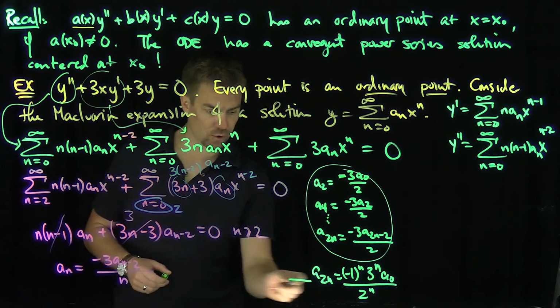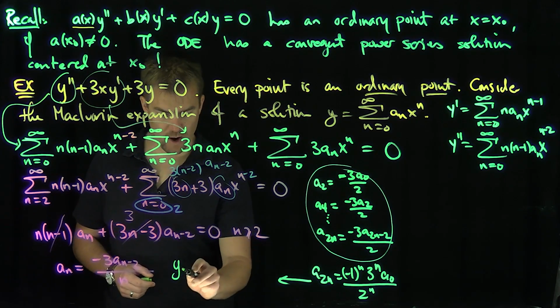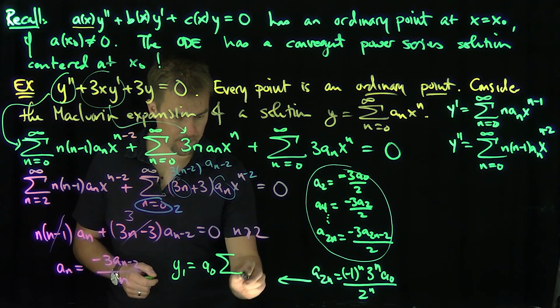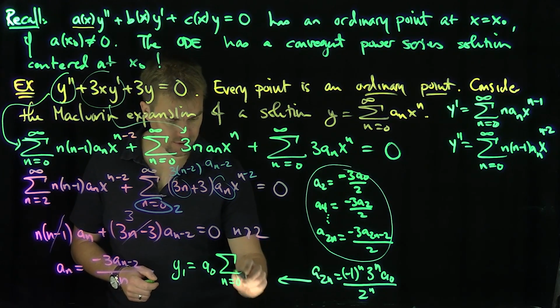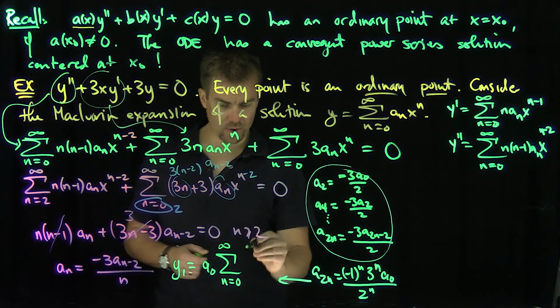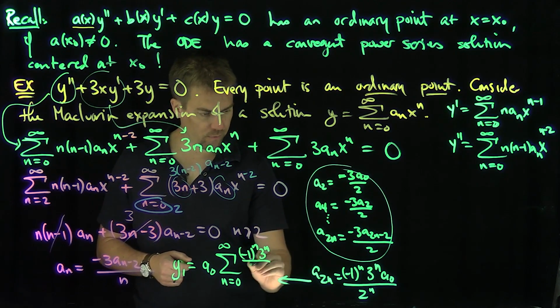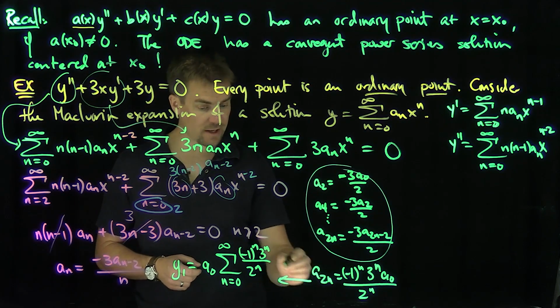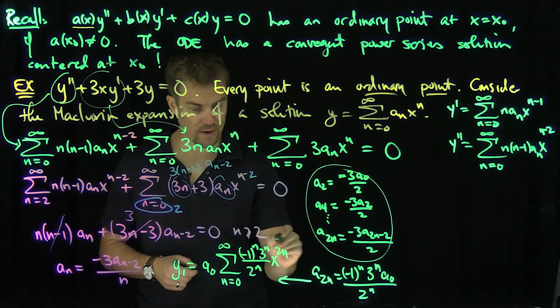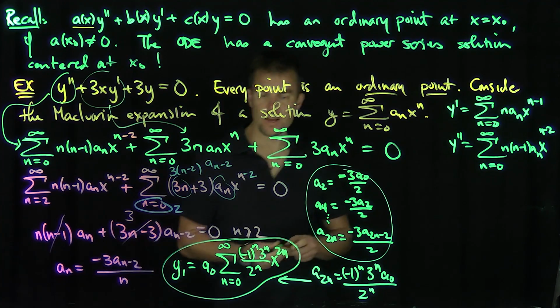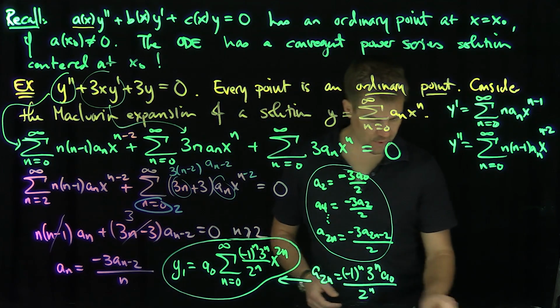So this is going to give me a solution over here. One of my solutions, my y1, is going to be a0 times the sum, n goes from 0 to infinity, of negative 1 to the n, 3 to the n, over 2 to the n, and those are the even coefficients. So that's going to mean x to the 2n. So I get one solution from the even coefficients, which is this function over here. Now let's turn to the odd coefficients and see what happens.